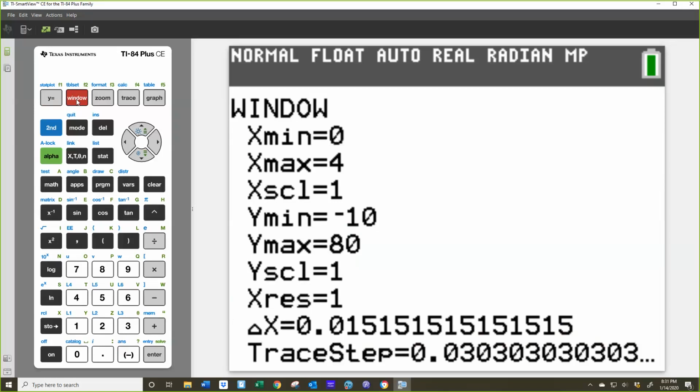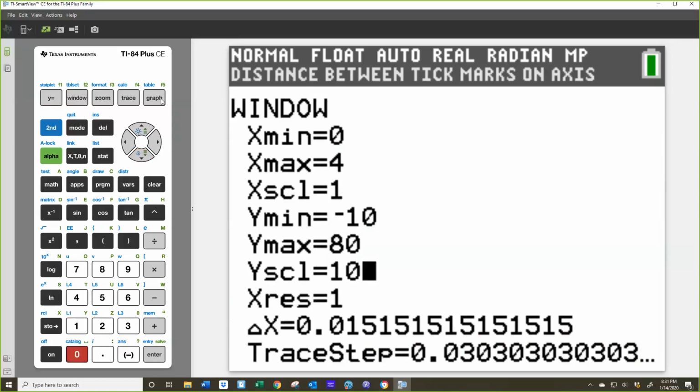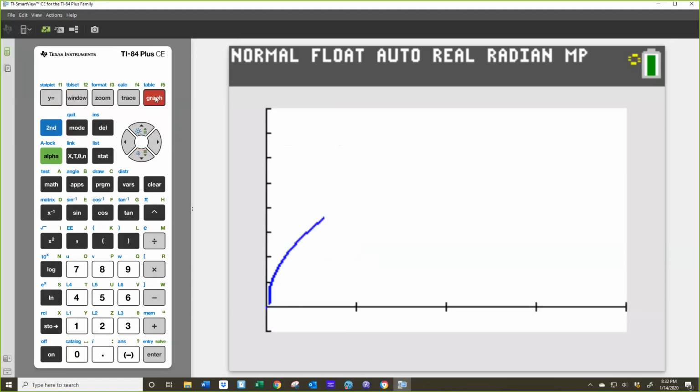I want to change my y scale here, so let me go down. I just don't want to see all those tick marks across the y-axis, so I'm going to make that 10. Then I'm going to graph this, and so we see our velocity function.